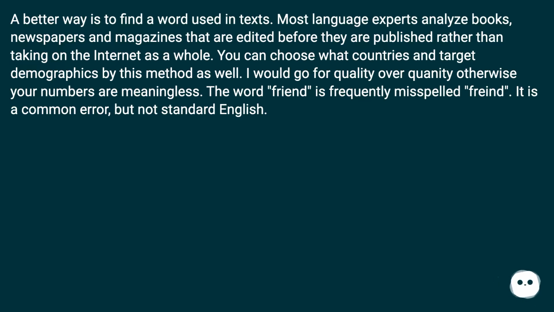The word friend is frequently misspelled "freind." It is a common error, but not standard English.